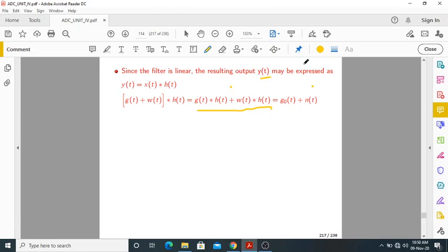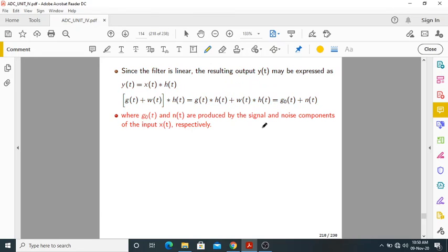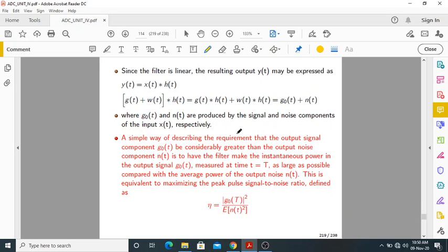Now here we have two parts. This is the signal part. This is the noise part. Correct? Now I am writing G naught of t. What is G naught of t? That is G of t convolution H of t, and N of t, that is the noise part, that is W of t convolution H of t. So as I told you already, at the output of the filter we have the signal part and the noise part. Our aim is to maximize the what? Signal power to noise power ratio.